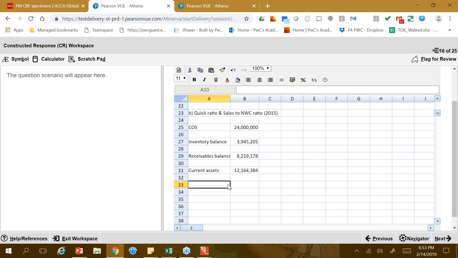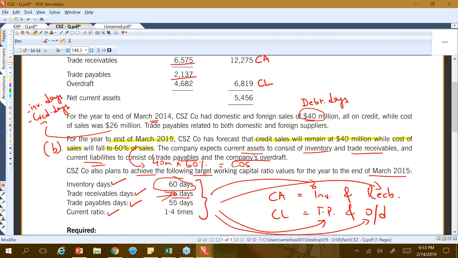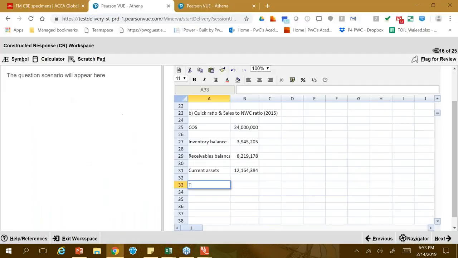We can find out the current liabilities now as well. So the current liabilities calculation. Okay, we can do the trade payables. Yes, we can do the trade payables balance.